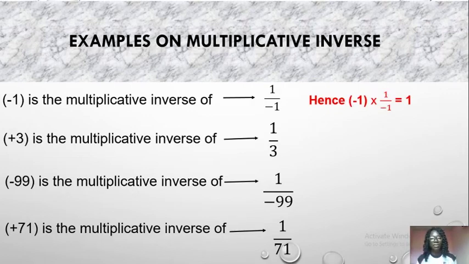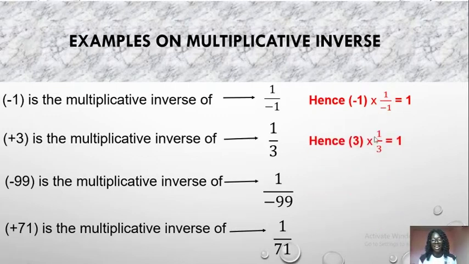So in the first case, we have minus 1 multiplied by 1 divided by minus 1. You can see here that the minus 1 at the numerator cancels the minus 1 at the denominator. Or better still, you can say minus 1 times 1 is minus 1, and minus 1 divided by minus 1 is 1. The minus at the top and bottom will cancel out. So it is very simple.